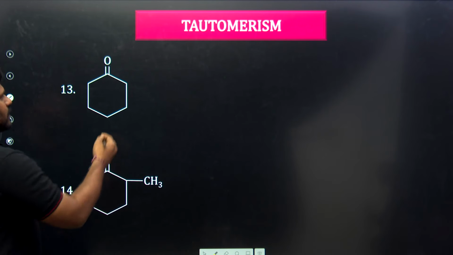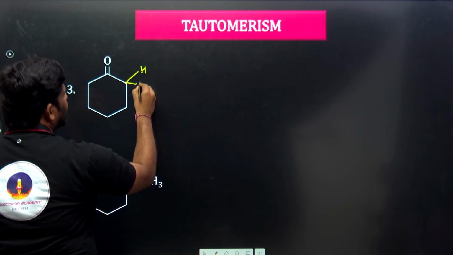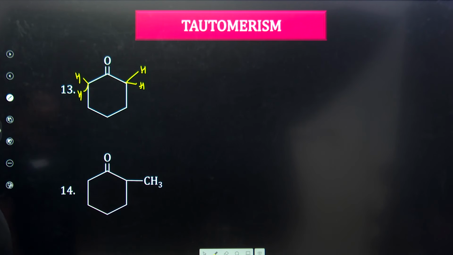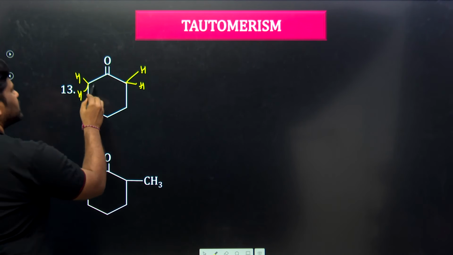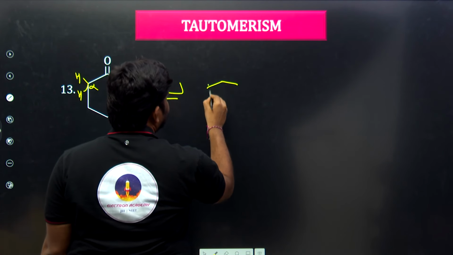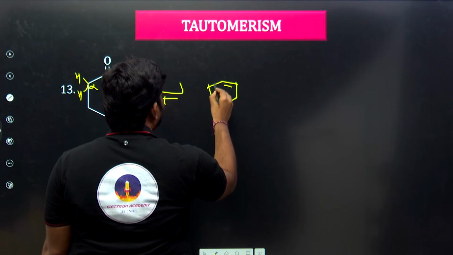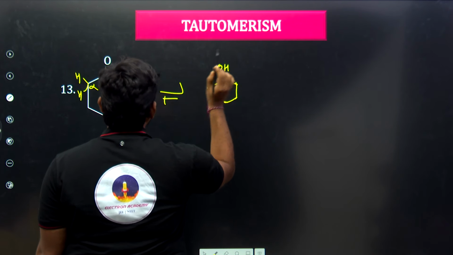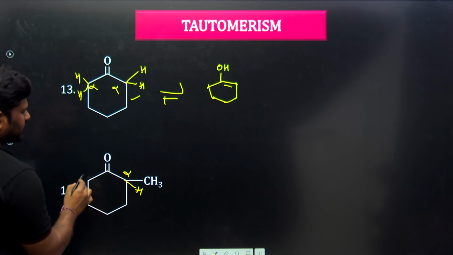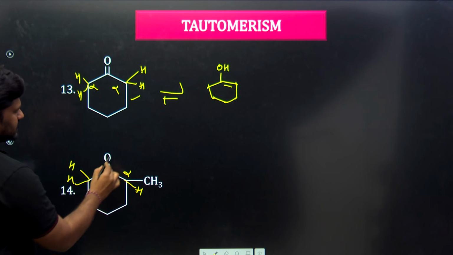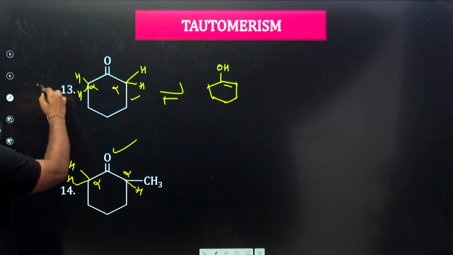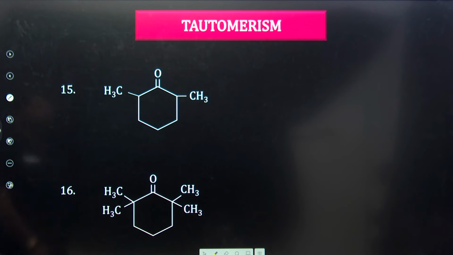Next example, very important, a cyclic compound. Here we have 2 hydrogens, and here hydrogen and hydrogen, so in total 4 alpha hydrogens. This is alpha, this is alpha. How will it be formed? Like this, with a double bond and OH. That is the enol. Here we also have 1 hydrogen, and here 2 hydrogens. It will show tautomerism.